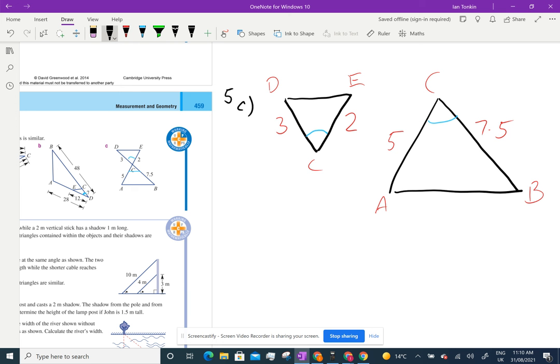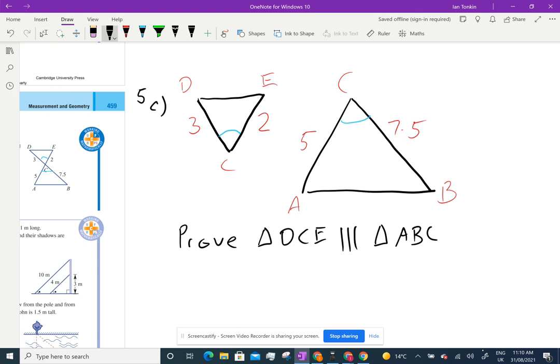Okay, so here's our aim. Prove triangle DCE is similar to triangle ABC. Well, how will we do that? First of all, angle DCE equals angle ACB, vertically opposite.